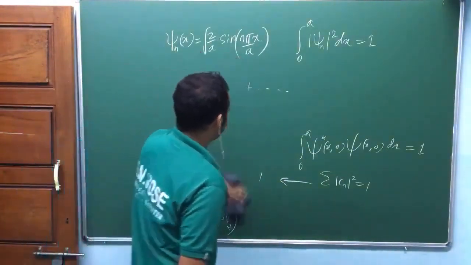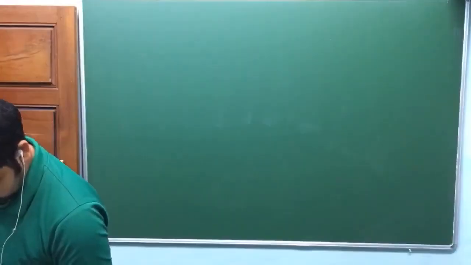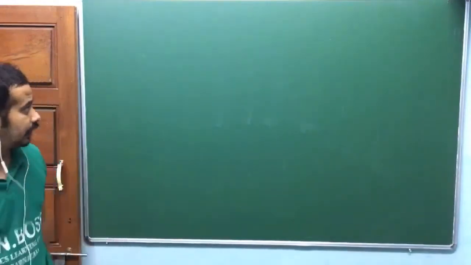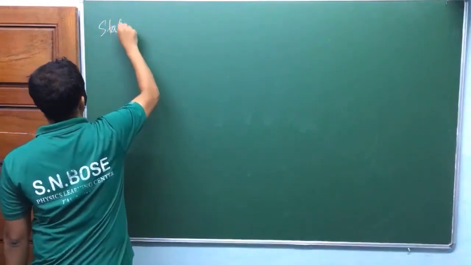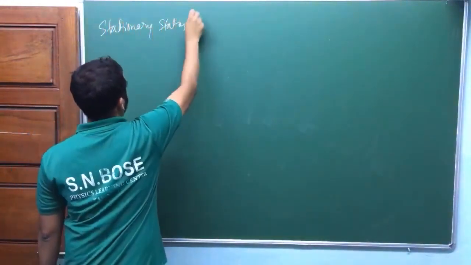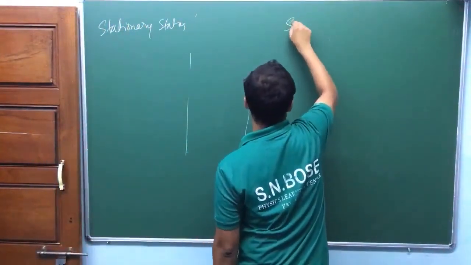Quickly, any question? Now one more question. I think you might have started. Now can you divide? Look at here. One is stationary state. Another one is linear combination state or superposition of states.